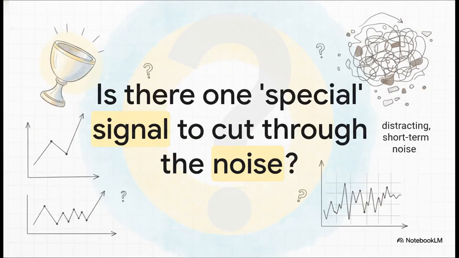So this sends us all on that big quest, right? The hunt for that one single perfect signal. Something that can magically sift through all the random noise and just show us the real moves. We've all been there, searching for that holy grail. But what if the answer isn't what we think it is?